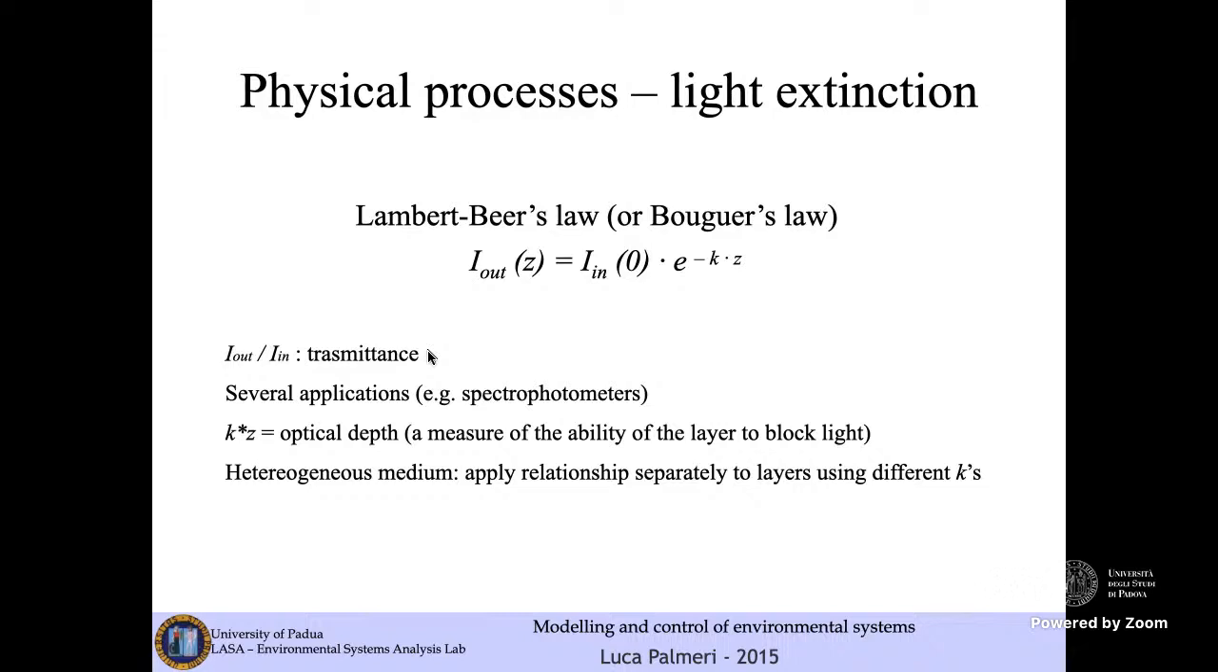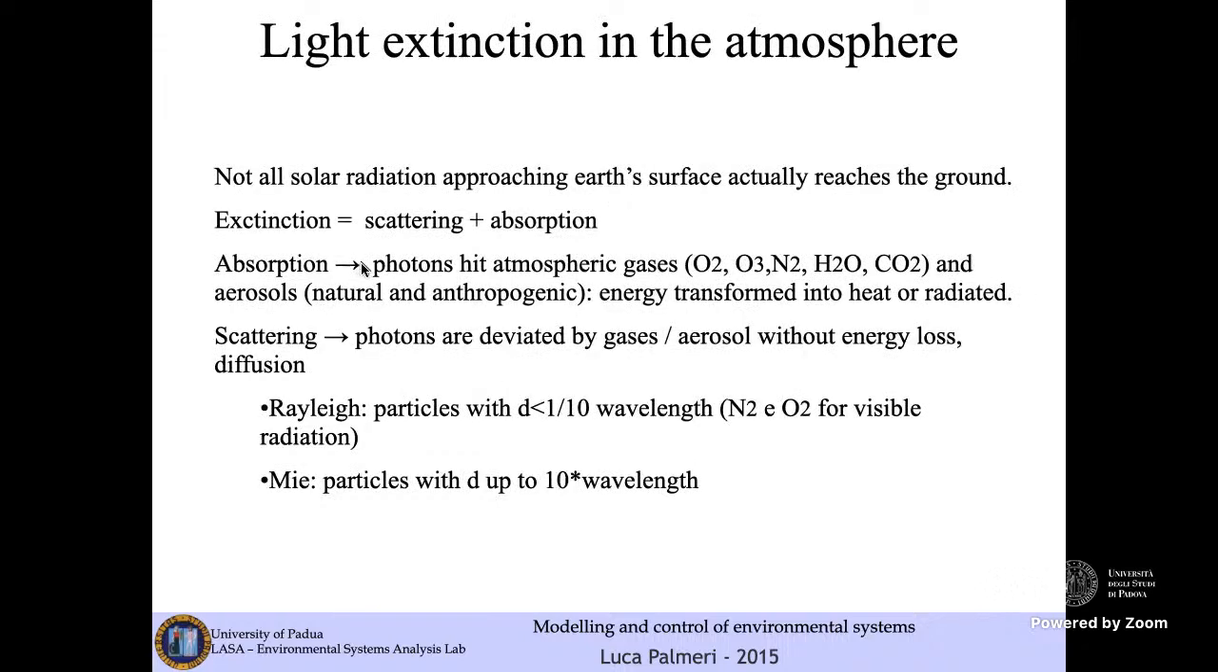In the case of a heterogeneous medium, we may apply this relationship separately to different layers by simply varying the factor K. So it is a distributed parameters model approach, in which we may change the value of the constant K, or parameter K, according to different points of the water body. This is what we may say about light extinction in water.